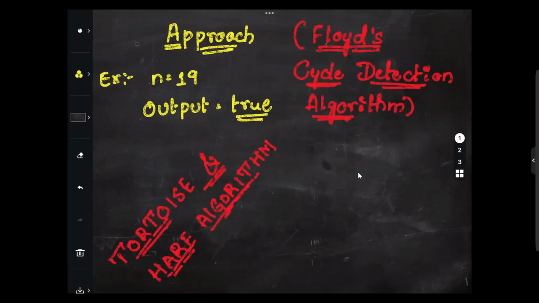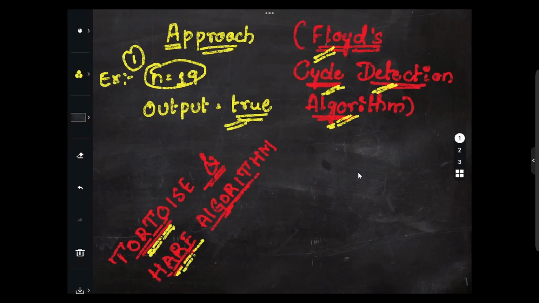Here you can clearly see the approach that we went with is Floyd's cycle detection algorithm. N equals 19, the first example that they have given in the question, I've considered the same thing here so that it will be easier to understand. The output that we need to get here is true. We will be going with the tortoise and hare algorithm, another name for Floyd's cycle detection algorithm.